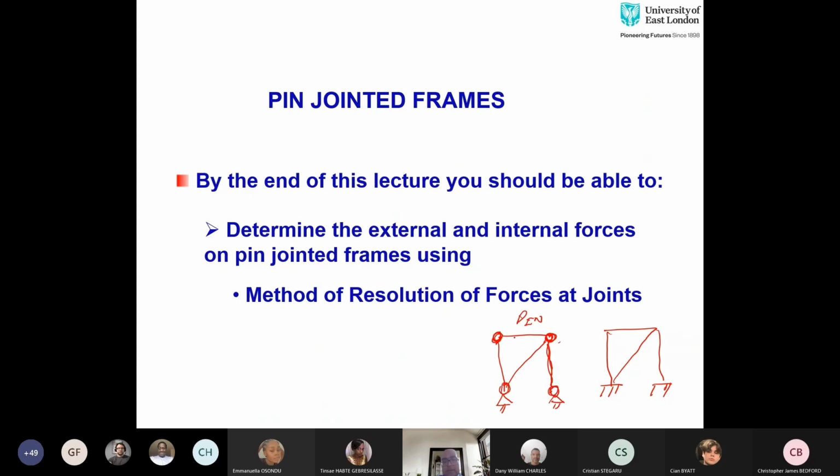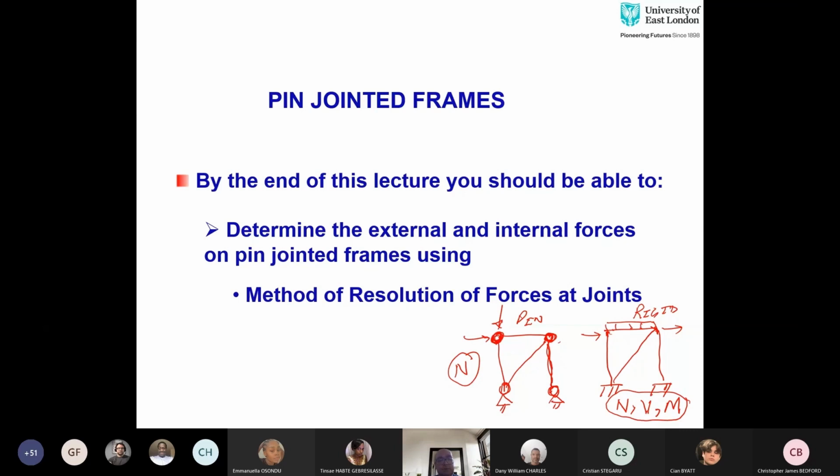The other thing is that the loading in pin jointed structures is applied at the pins. So it could be here, it could be here. On the other hand, in rigidly jointed structures, you could have UDL and you could have load applied to the joints. And in rigidly jointed structures, joints are rigid. They can develop not only moment, but shear as well.